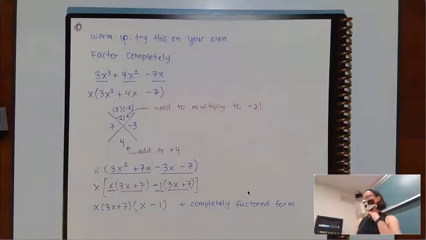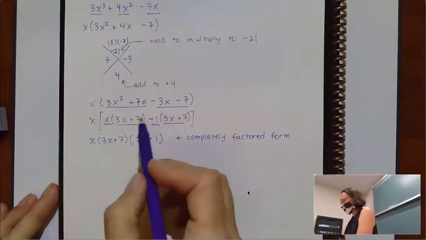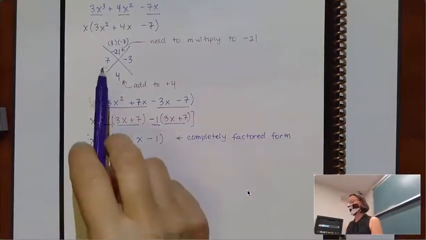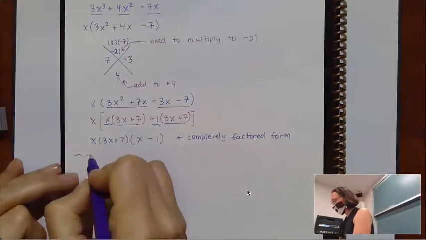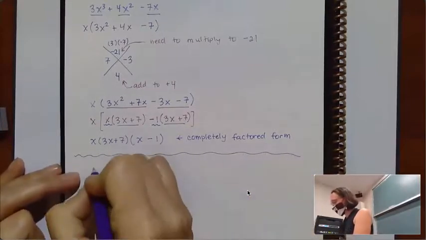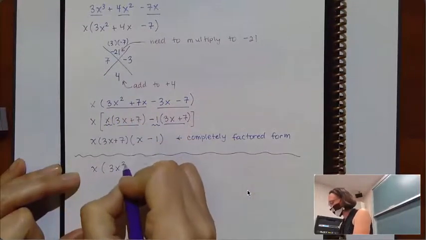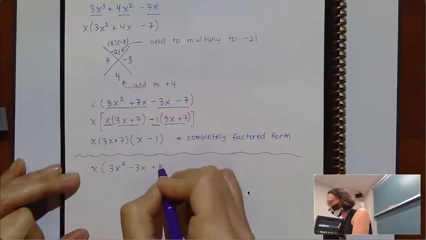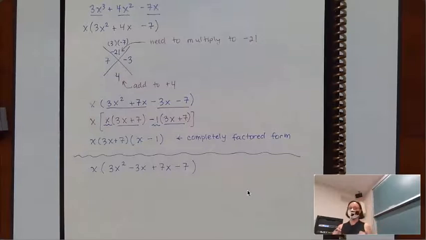Questions about that? Yes. It would not. Let's see what happens. So let's see what happens if we had switched them the other way. Now, if you make the wrong one negative, that will give you a completely different answer. But if you just write them in the other order, it still totally works. So if I had written this step as 3x squared minus 3x plus 7x minus 7, we're going to get the same answer in the end.